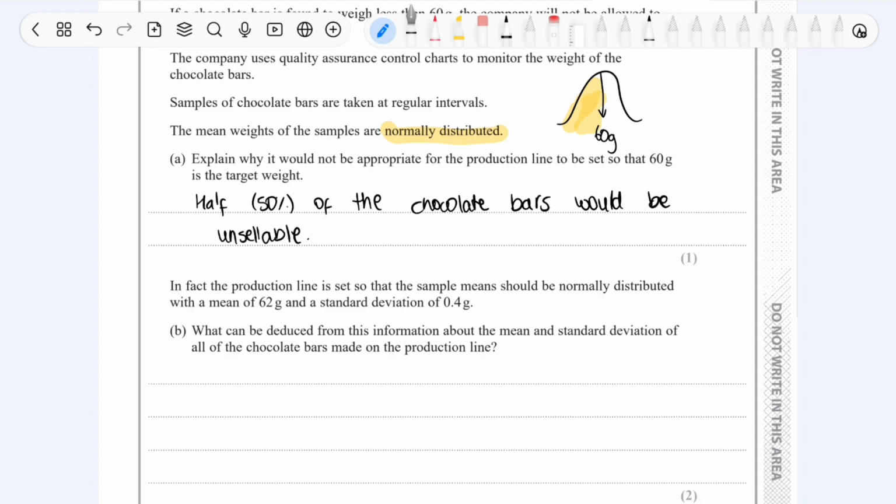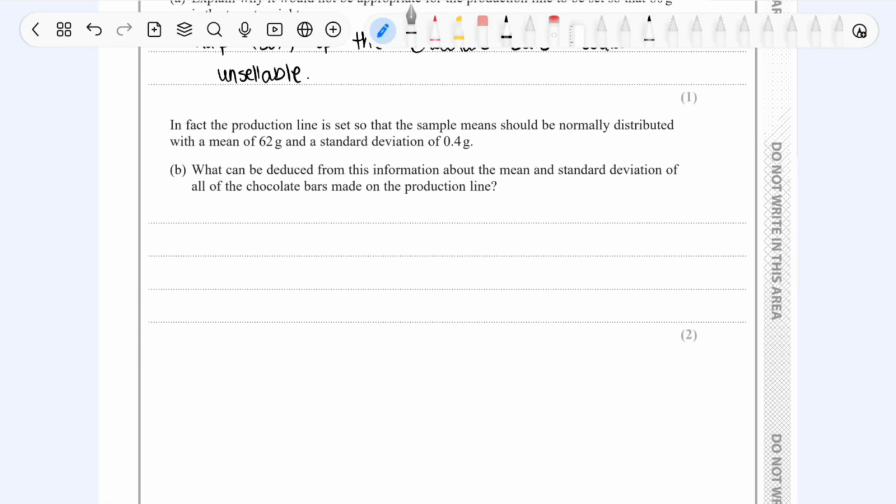If you don't already know by now, 50% of the data is to the left and the right of the mean respectively, because the mean is obviously the median, isn't it? In fact, the production line is set so that the sample mean should be normally distributed with a mean of 62 grams and a standard deviation of 0.4 grams. What can be deduced from this information about the mean and standard deviation of all the chocolate bars made on the production line? So all the chocolate bars made on the production line.